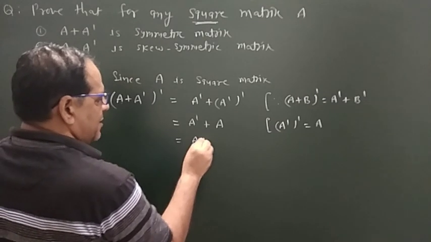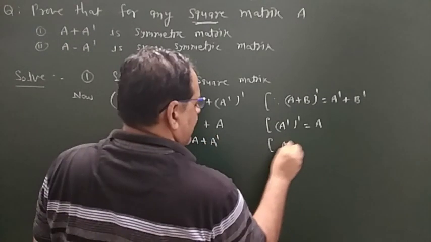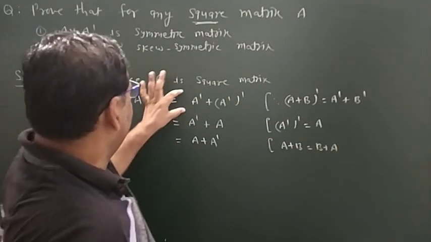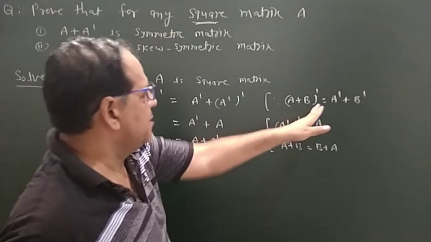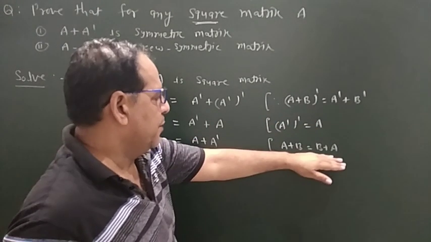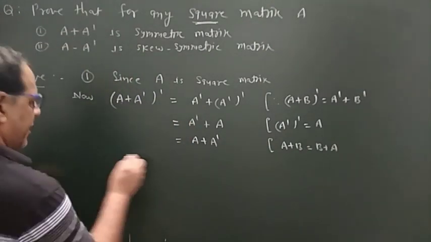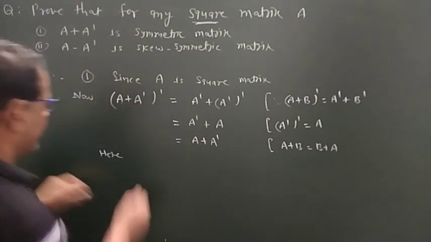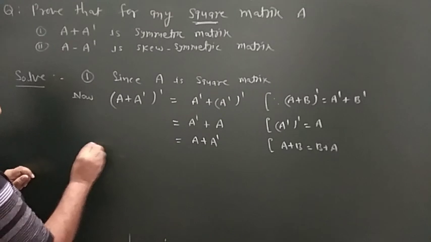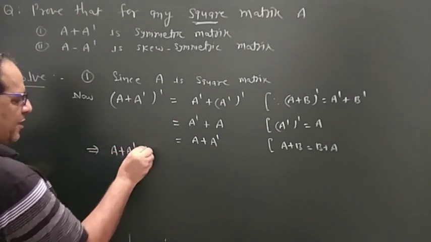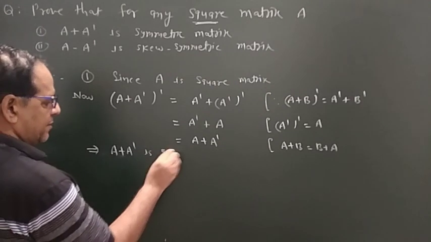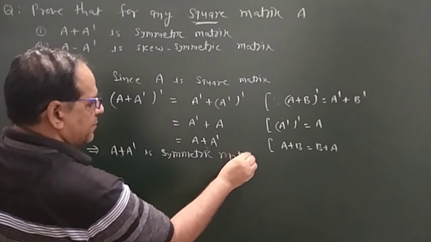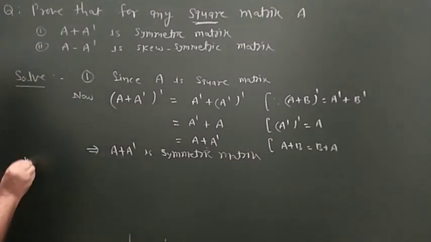Now this can be written as A plus A dash, because A plus B can be written as B plus A. These three steps follow from three properties of the transpose of a matrix, and this is the commutative property of addition of matrices. So here A plus A dash transpose equals A plus A dash. This implies that A plus A dash is a symmetric matrix.